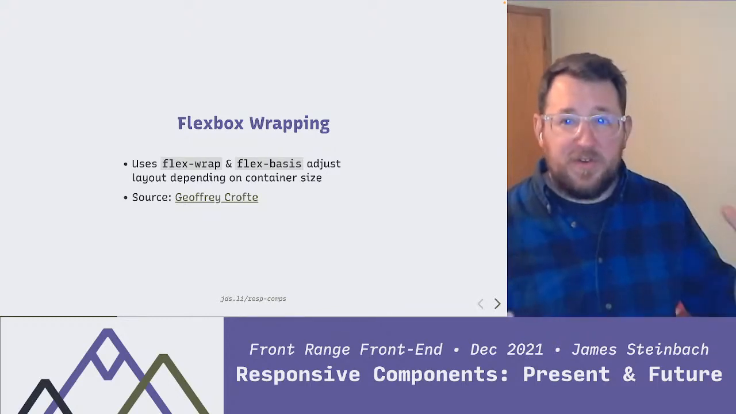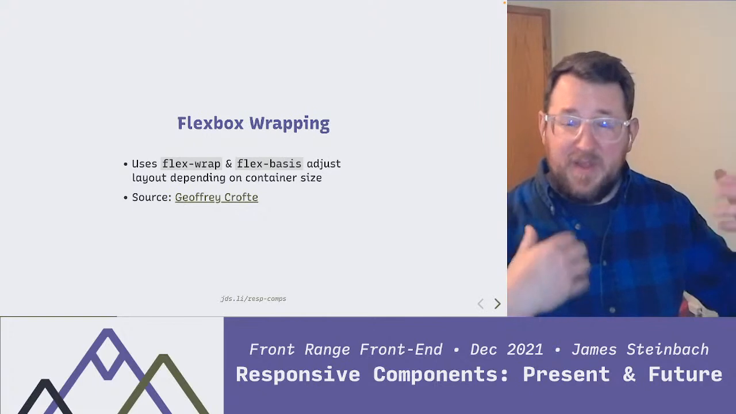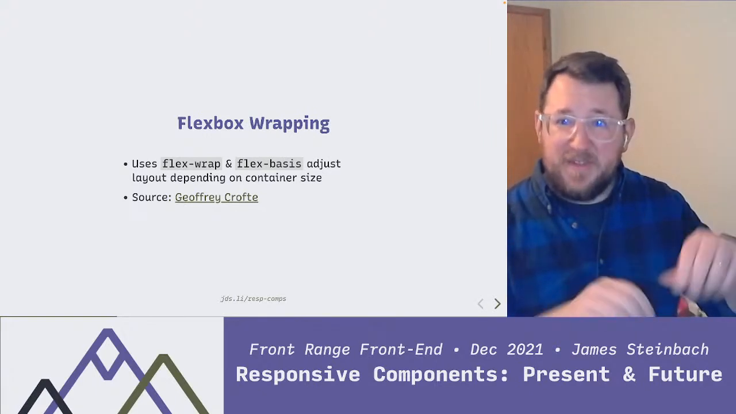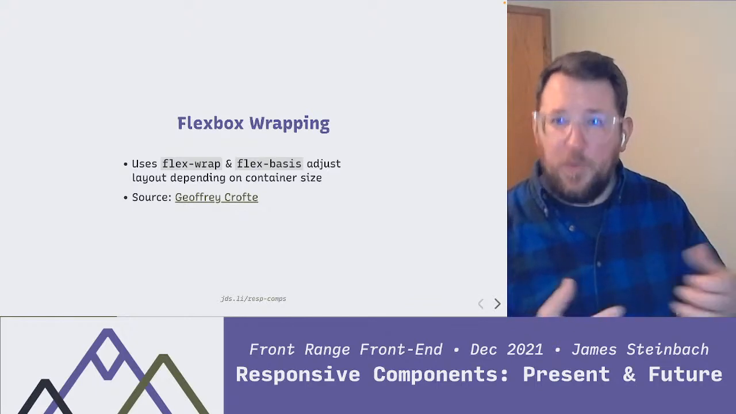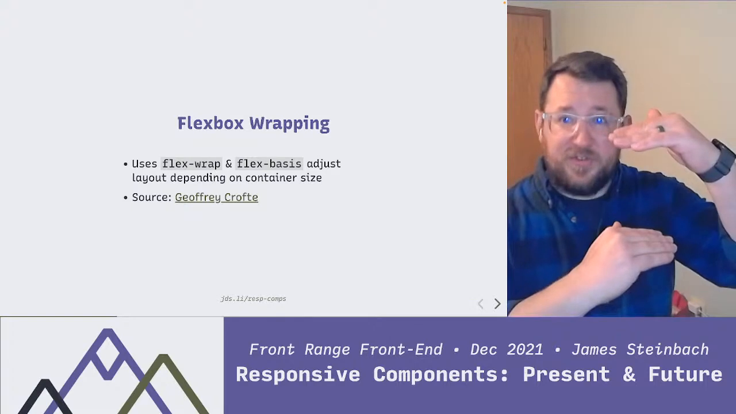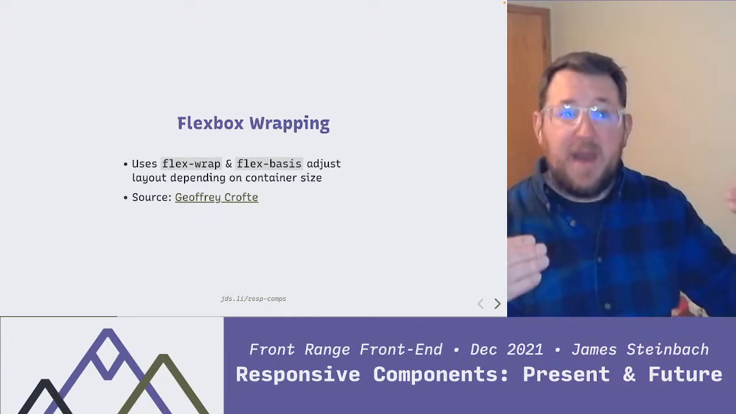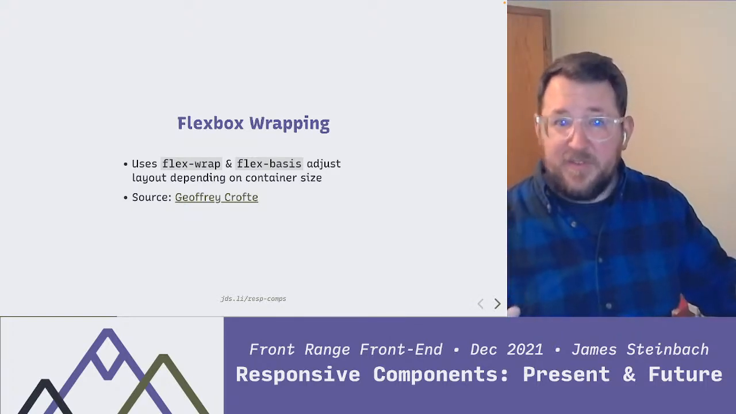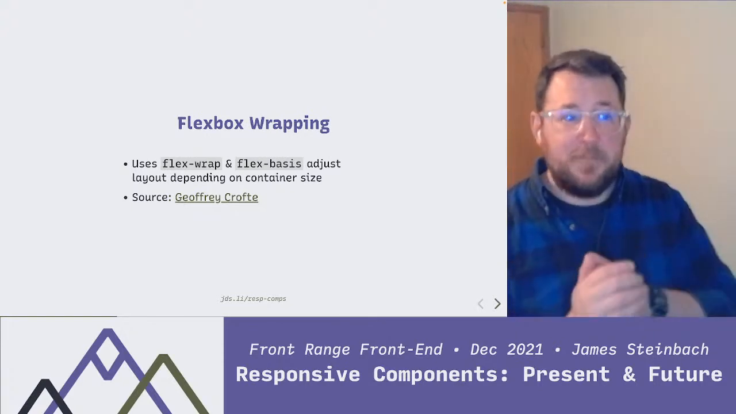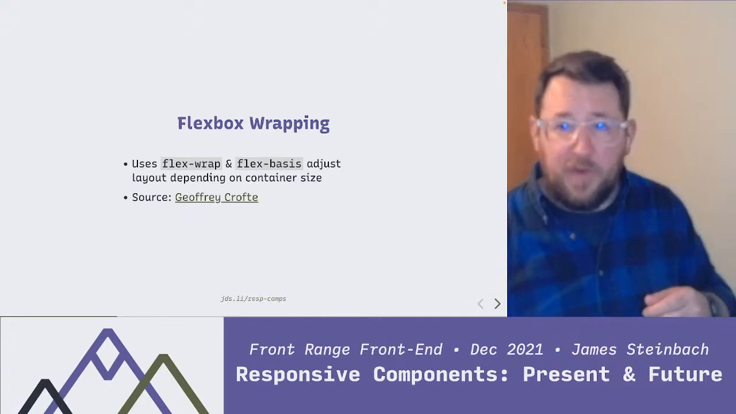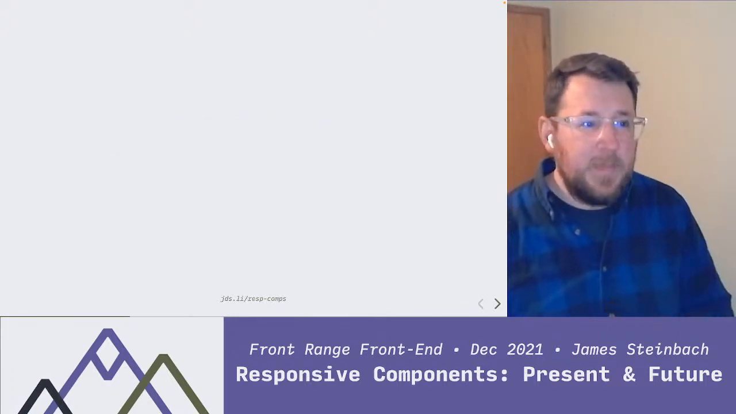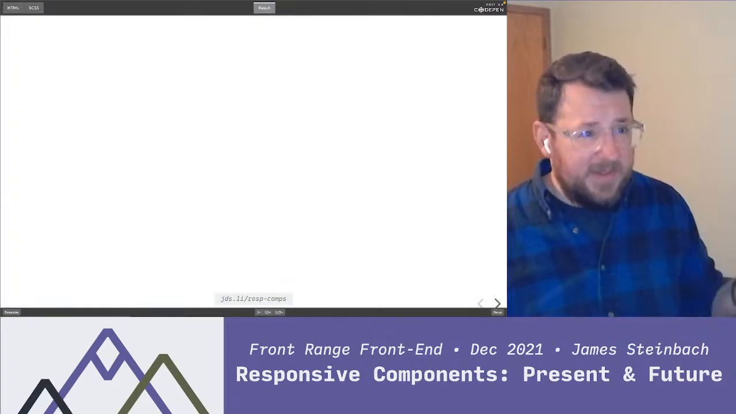If we set a component to be flex wrap and then give layout containers inside of it a flex basis value based on their ideal or minimum width, then that component will go from vertical stack to horizontal split when the component itself is wide enough to accommodate both flex basis values side by side. This source goes back to Jeffrey Croft, one of the earliest developers that I could find using this technique. And in real life, it looks like this.